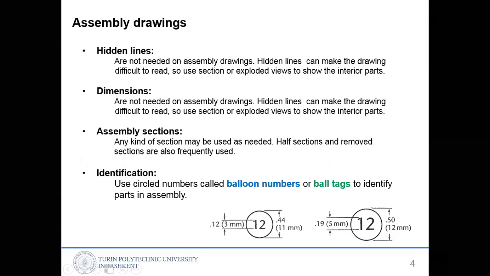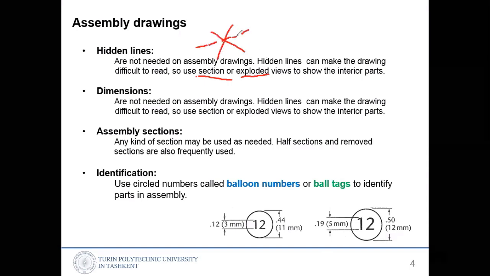So here, the kinds of lines and dimensions required for the assembly drawing are shown. The hidden lines we don't need. Hidden lines are not needed on assembly drawings, because that will make the drawing difficult to read. Hidden lines can make the drawing difficult to read, so use section views or exploded views to show the interior parts. Inside features can be shown using a sectioned view or exploded view instead of hidden lines.